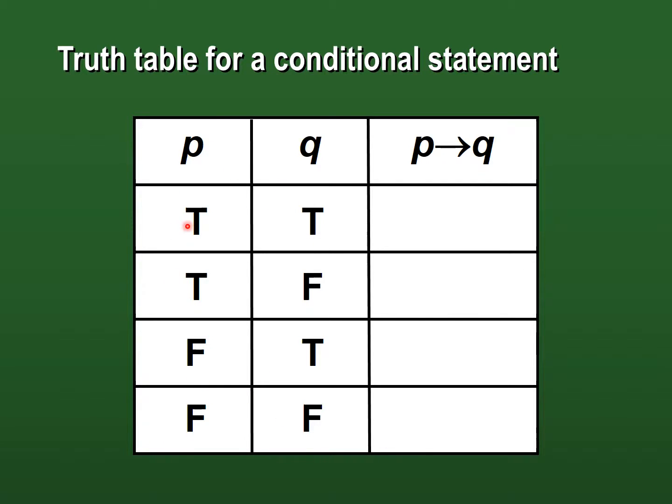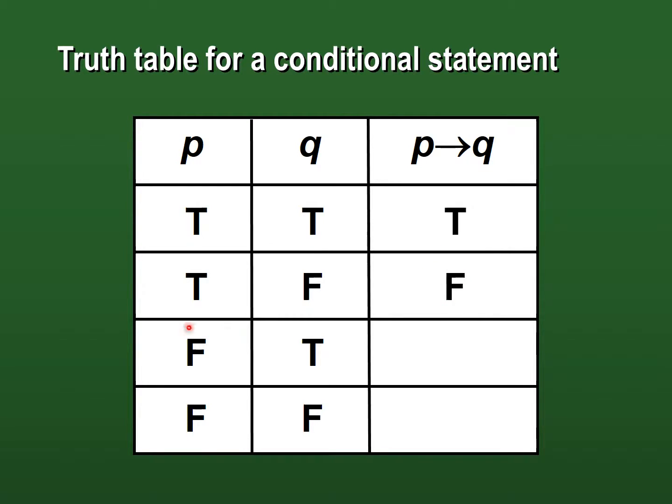Okay, and then you look at the conditional. P implies Q. Is it going to be a true statement or a false statement? If your true implies your true, well, because you have a true statement implying a true statement, your conditional will be true. If you have a true statement that implies a false statement, your conditional, your implication is going to be false.